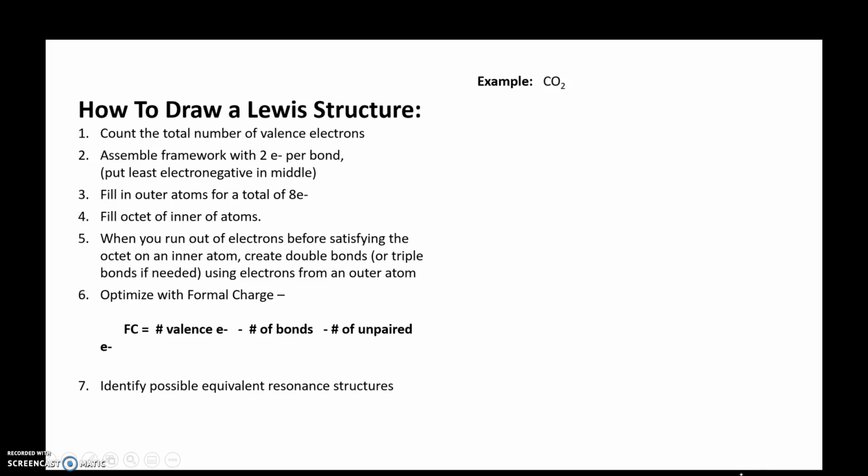Our first example is carbon dioxide. So we're going to count the number of valence electrons. There's a carbon, which has 4 electrons. We have 2 oxygens, which each have 6. So 6 times 2 equals 12. We have a total of 16 valence electrons.